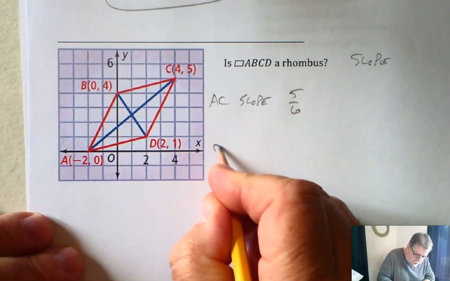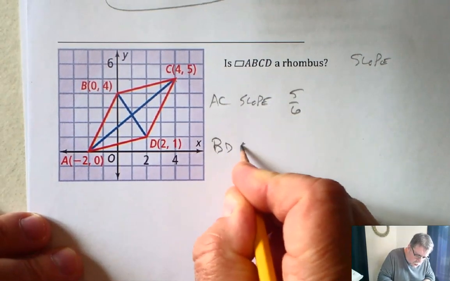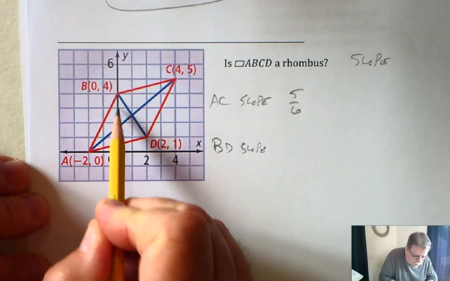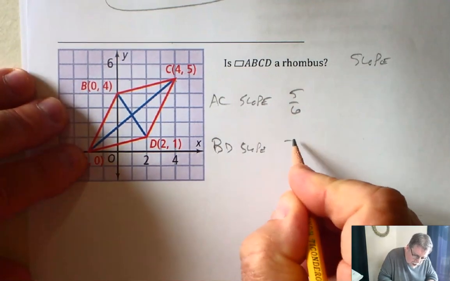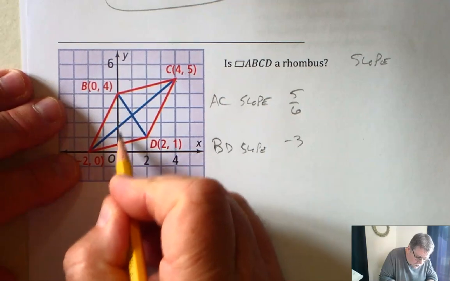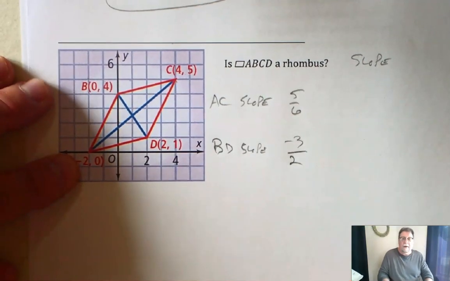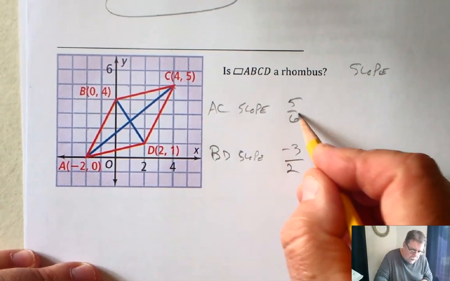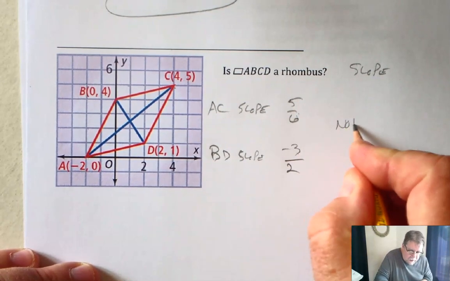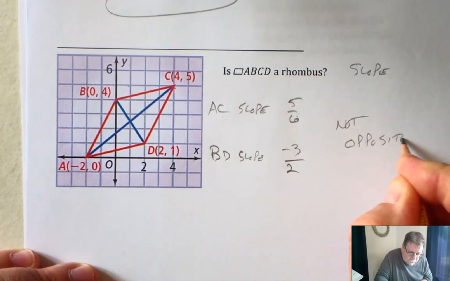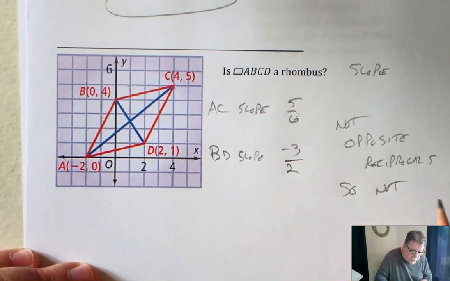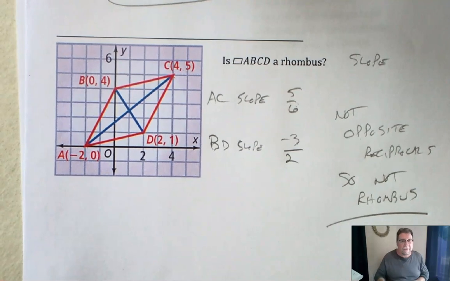Let's check BD. BD slope. Again, rise over run. Starting here, we would go down 1, 2, 3. So that's negative 3, and then we go over 1, 2. All right, so if these were perpendicular, the slopes would be opposite reciprocals. Well, these are already simplified. They are not opposite reciprocals. So this is not a rhombus. And that's all we had to show for that particular example.